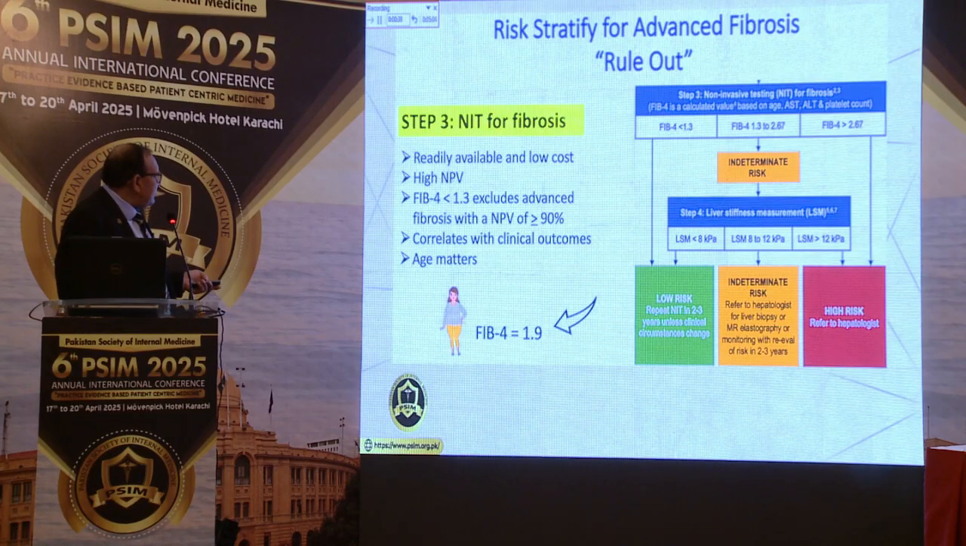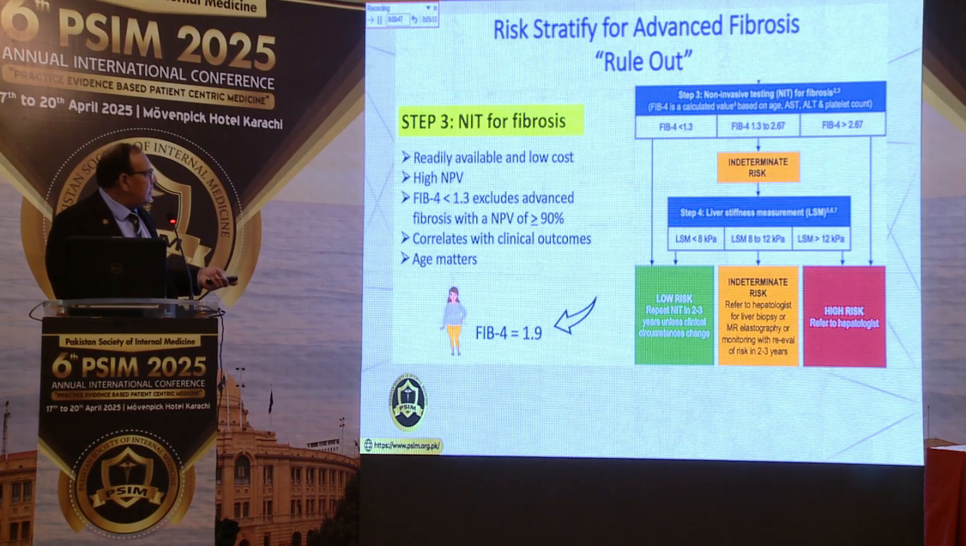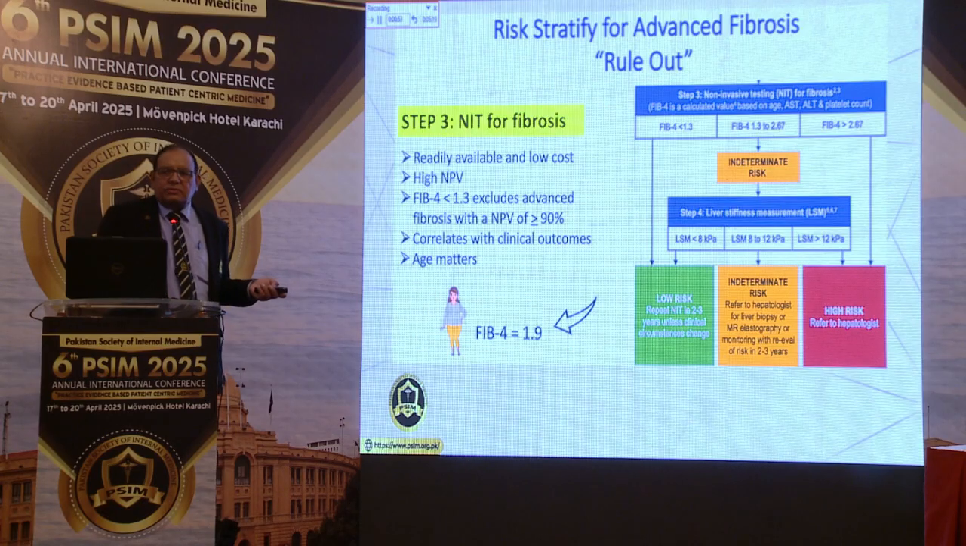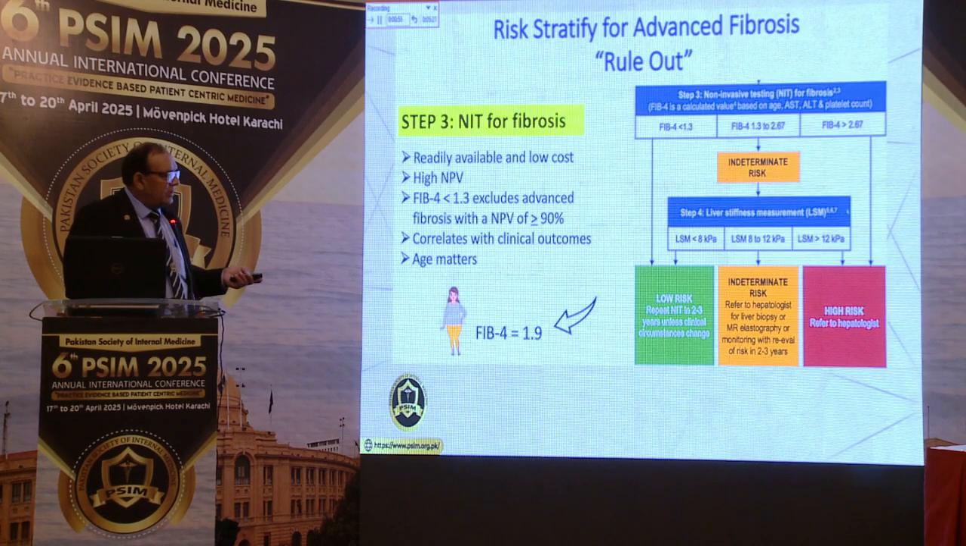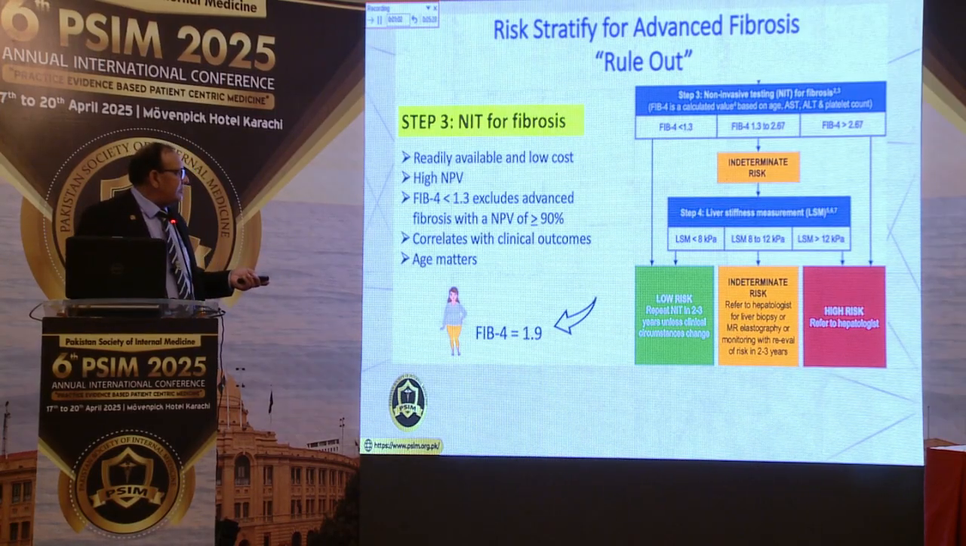So this correlates very well with clinical outcomes as well. So her FIB4 is 1.9, which means it is in the intermediate risk. Now you will have to do another non-invasive modality, either VCTE or FibroScan, to check the liver stiffness. So we will do a liver stiffness measurement.